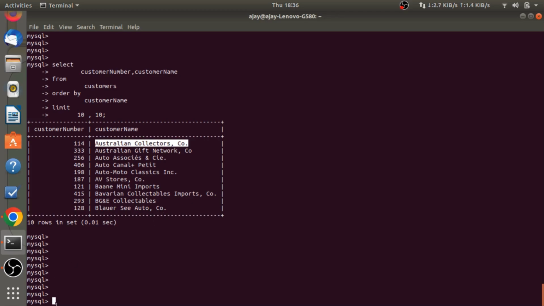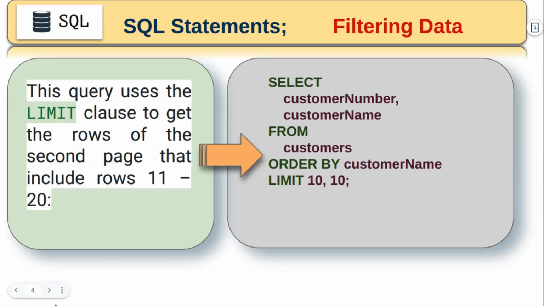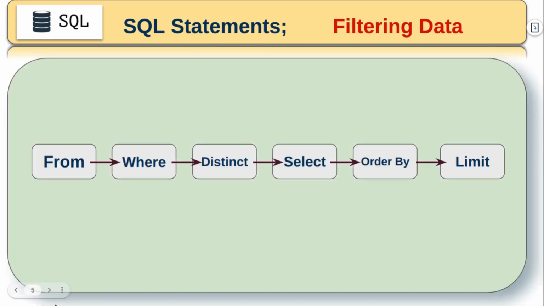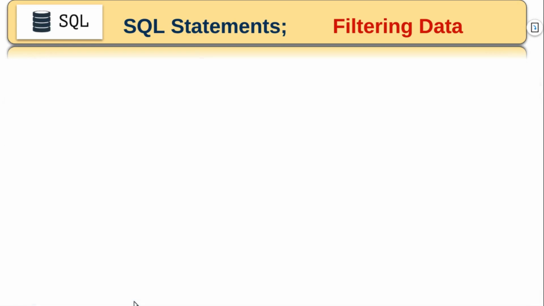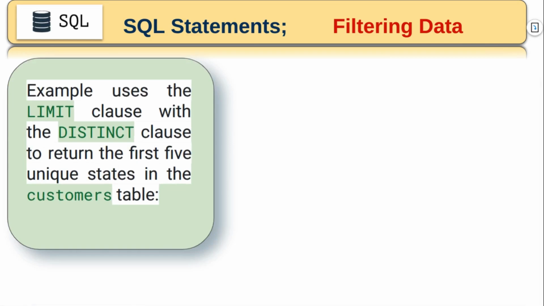So like this way we can use the limit clause, right? So if we see the evaluation, this is the order, right? First in the SQL query, FROM will be evaluated, thereafter WHERE, then this is the order, and in the last, LIMIT will be evaluated after the ORDER BY, right? Now we take the next statement.